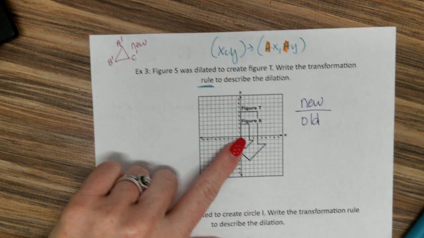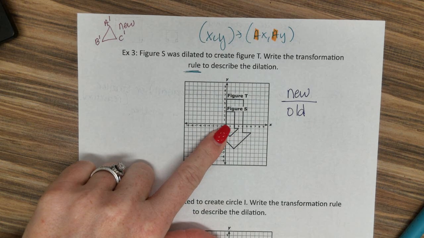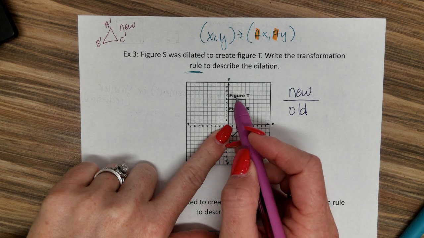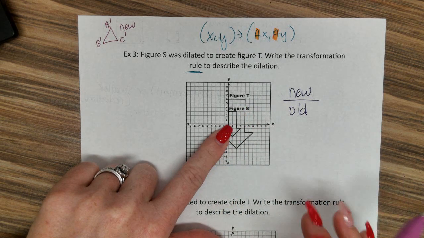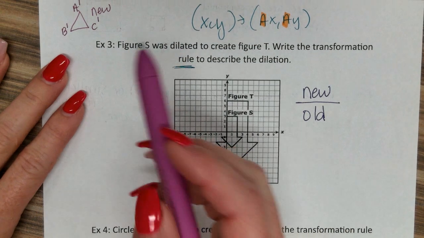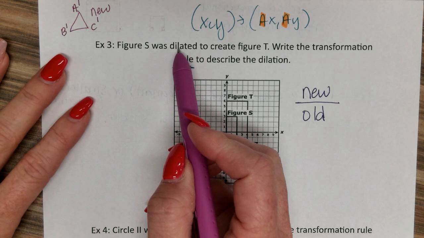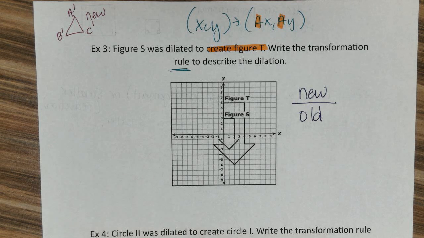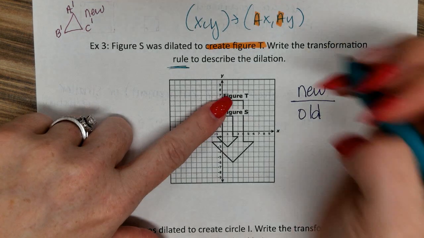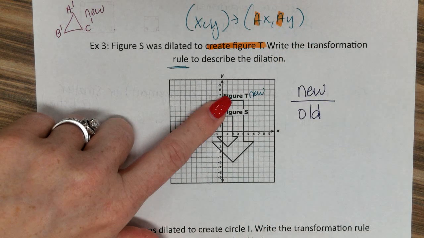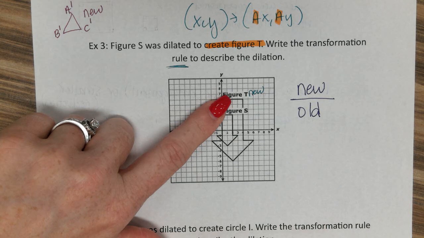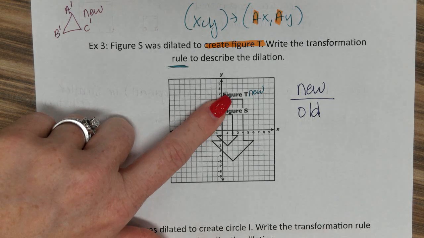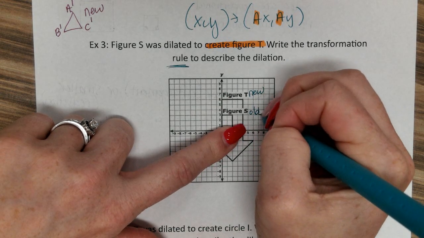But what if it doesn't have primes? Then you have to read. Like, what if neither of them have primes? The question will tell you, so you have to read. So everybody look at example 3. It says, figure S was dilated to create figure T. What does that mean? If I created figure T, that means T is the new shape. So you go put a new on figure T. Does everybody understand? That means S is the old.